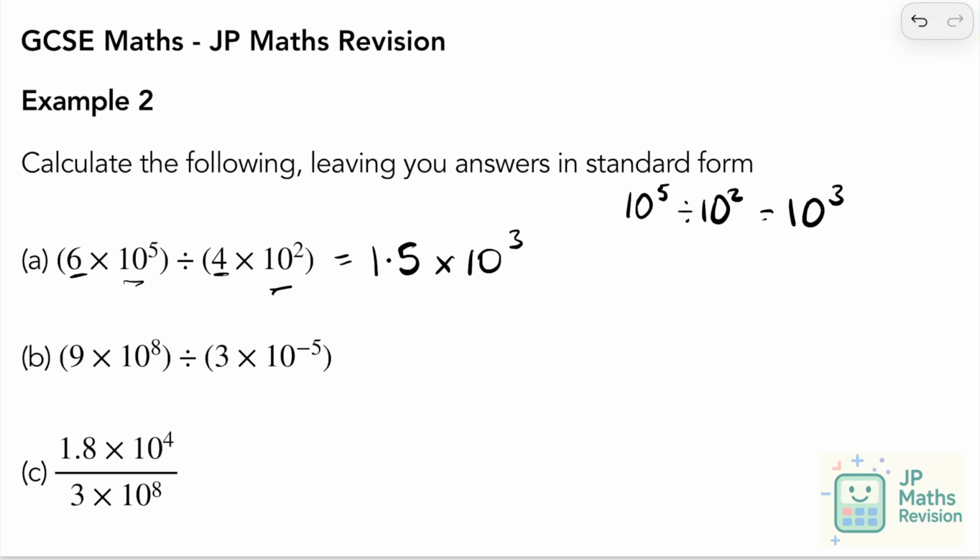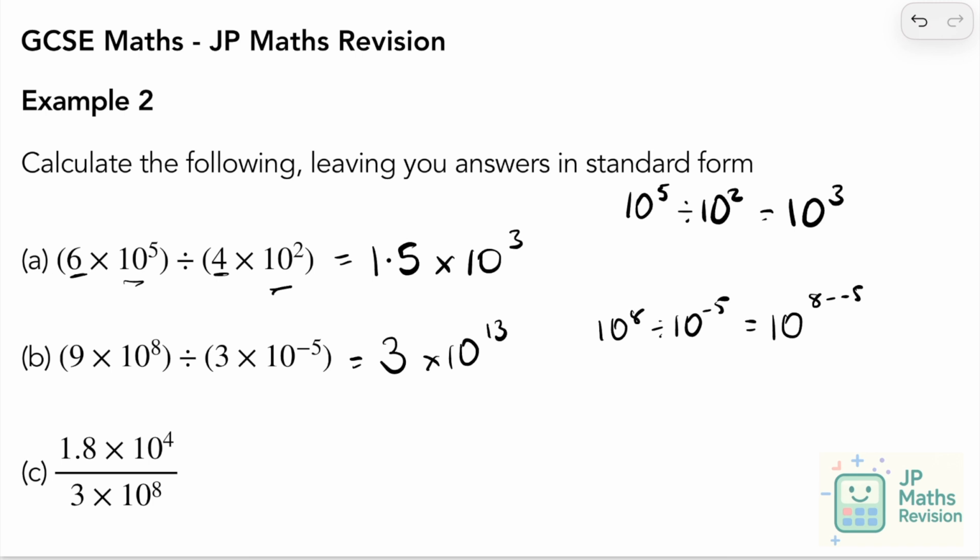This one here, I have 9 times 10 to the 8 divided by 3 times 10 to the minus 5. So I'm going to start off by doing 9 divided by 3, so that's 3. And then we have 10 to the 8 divided by 10 to the minus 5. When we're dividing, we subtract. So it's 10 to the 8 minus minus 5. Two minuses make a plus, so that's going to be times 10 to the power of 13.